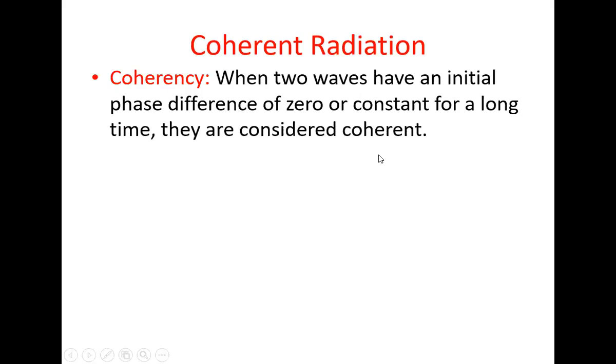So coherency occurs when two waves have an initial phase difference of 0 or constant for a long time. If the initial phase difference is 0, they are matching in phase, and so they are coherent. So we use that property. Or for example, you can separate them by a given factor so that they can match in phase for some time.